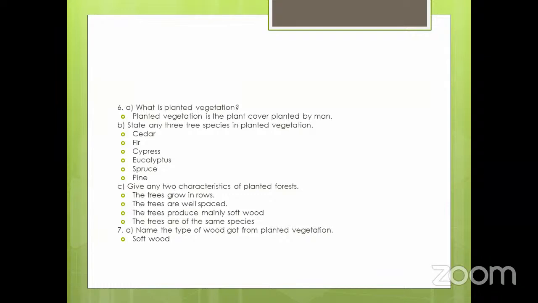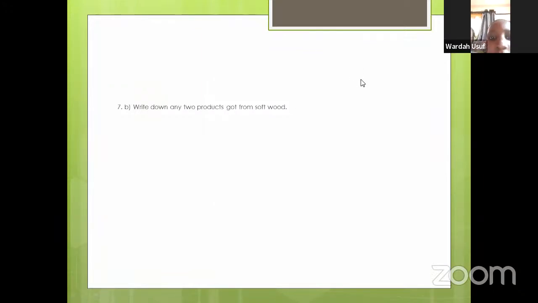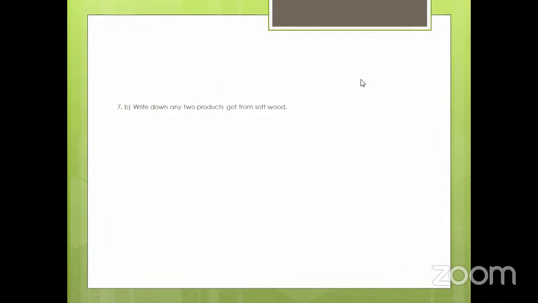Number 7 has come with the response that name the type of wood got from planted vegetation, which is simply softwood. We move on to the next one. Yes. Yusuf, you read for us that question. Yes, speed up. Write down any two products got from softwood. Two products got from softwood. Can we identify the products we get from softwood?